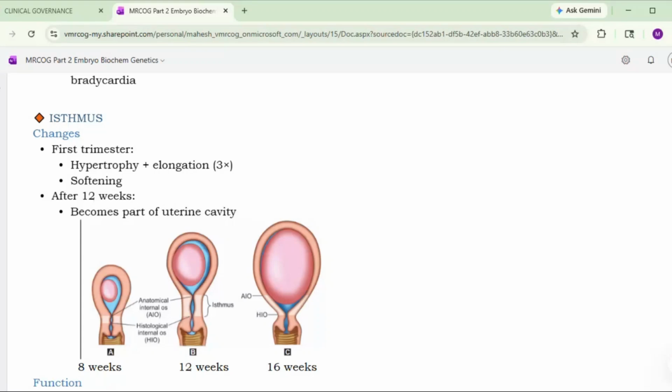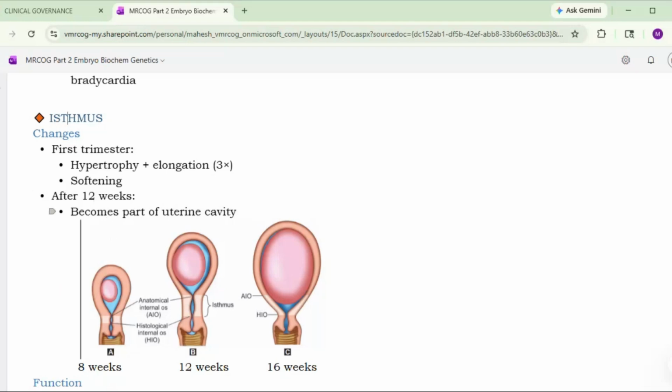The isthmus is the part which is present between the cervix and the body of the uterus. So this isthmus also shows changes. In the first trimester, there is a hypertrophy and elongation, almost 3 times elongation of this particular part. See, this part at the junction between the body of the uterus and the cervix is the isthmus. There is also softening of this particular part.